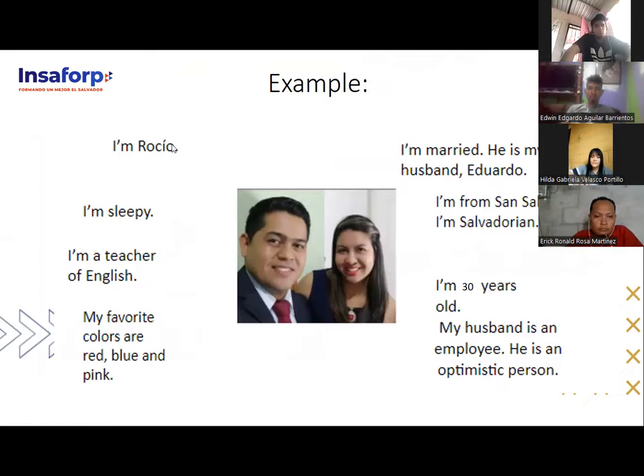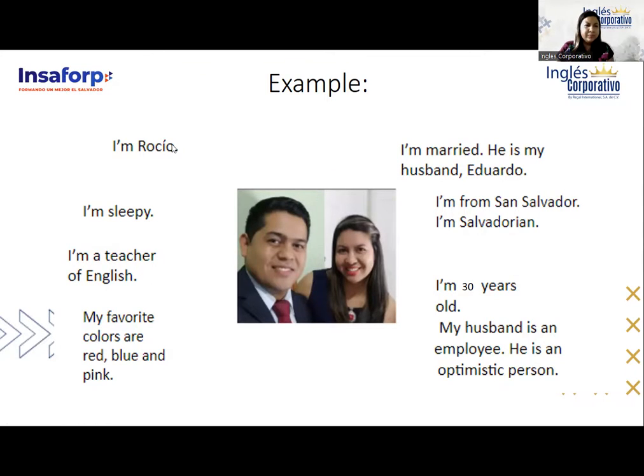That's me and my husband. I am Rocío, or I'm Rocío. I'm sleepy. Just kidding. Or I'm happy. I'm excited. I'm nervous, etc. Mi profesión, I'm a teacher of English. My favorite colors are red, blue, and pink. I'm married. He's my husband, Eduardo. I'm from San Salvador. I'm Salvadorian. I'm 30 years old. My husband is an employee. He's an optimistic person.